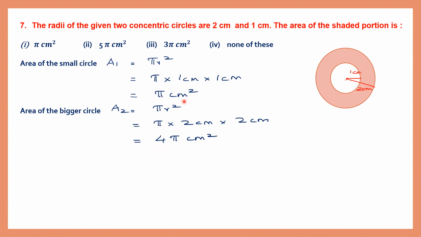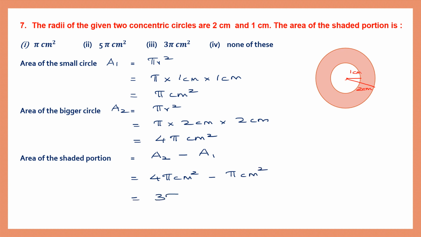The area of the smaller circle is pi centimeter square. We just have to subtract both. So area of the shaded portion will be area of the bigger circle A2 minus the area of the smaller circle A1. So 4 pi centimeter square minus only 1 pi centimeter square. So 4 minus 1 is 3. So the answer is 3 pi centimeter square. So this is our answer, and that is option 3, 3 pi centimeter square.